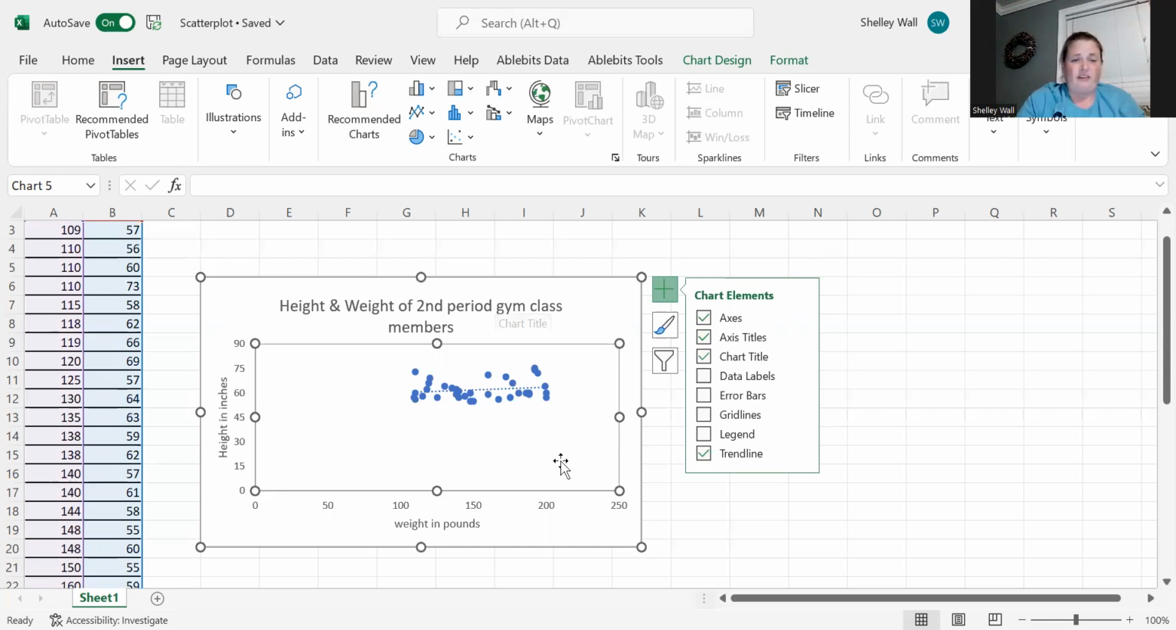So basically, this is how you put together a scatter plot. And just to recap, a scatter plot is the way to look for correlation or relationships between two different sets of data.